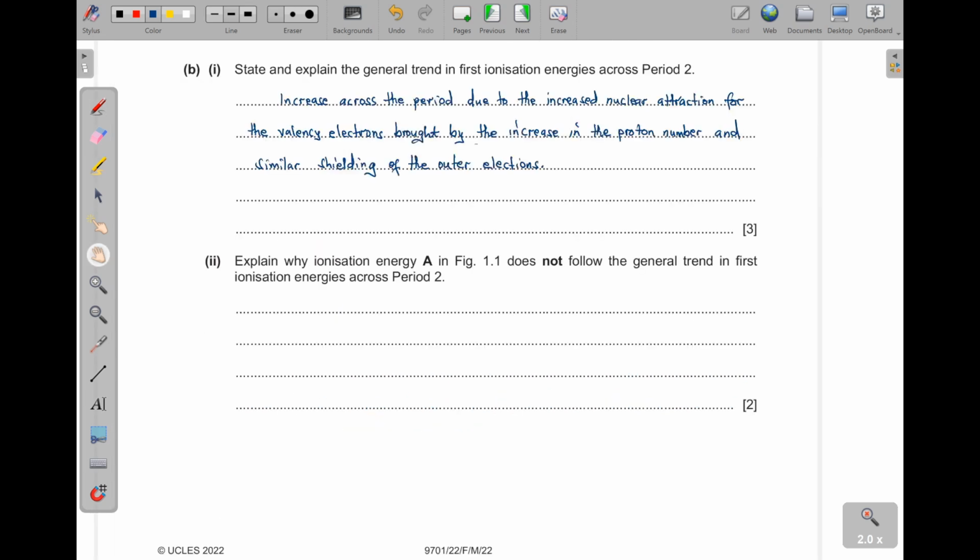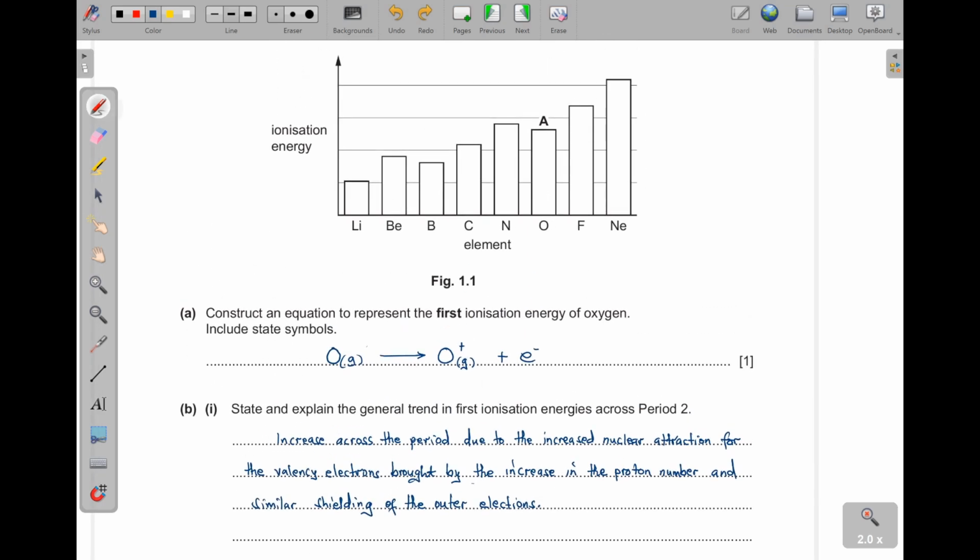So that is all. Then Roman 2: explain why ionization energy A in figure 1.1 does not follow the general trend in the first ionization energies across period 2. So let us look at A here. Yes, there is an anomaly here and then here. You expect this one to be higher than this and also this one to be higher than this, but it is not. So why? Now let's look at this element that is here, oxygen.